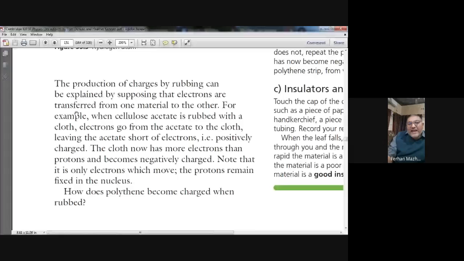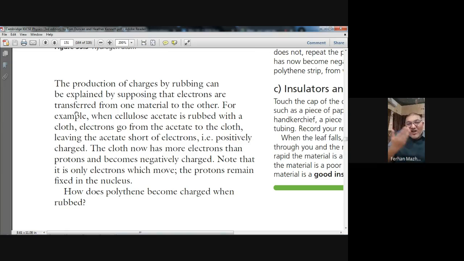One, I have a rod which is made of polythene and I rub it with the cloth. And another example, we have a rod which is made of cellulose acetate. You rub it with the cloth and we came to know that the cellulose acetate will lose electrons. So when you rub the cellulose acetate rod with the cloth, what happens? The electrons transfer from the rod to the cloth.